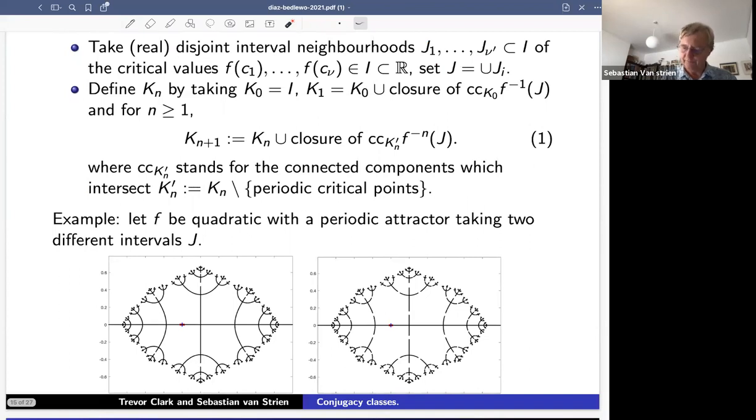So I take a neighborhood of the critical values. Here there's one critical value, and I take a neighborhood of it. Here's a neighborhood, and maybe it is just an interval, maybe this interval. And now what I'm going to do is define the analog of this, taking pre-images of the whole interval. But no, I'm not taking the whole interval, I'm going to take the pre-images, because let's think about this.